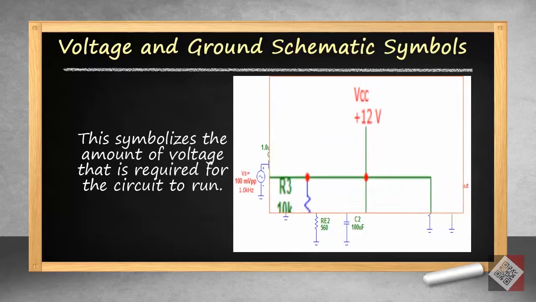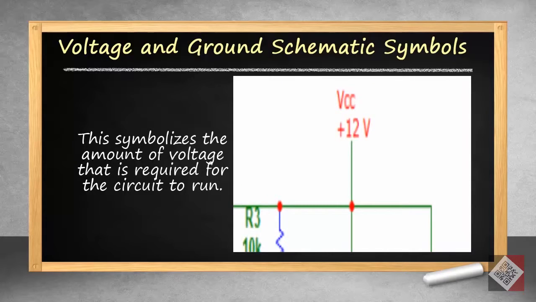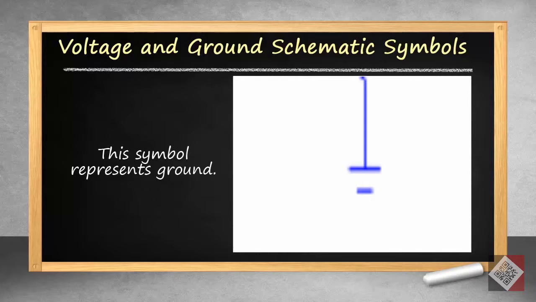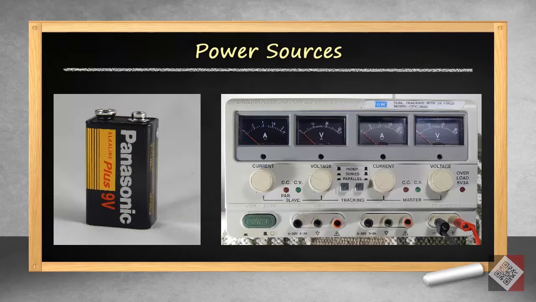This symbolizes the amount of voltage that is required for the circuit to run. This symbol represents ground. Power can be delivered to a circuit by using a battery or a DC power supply.